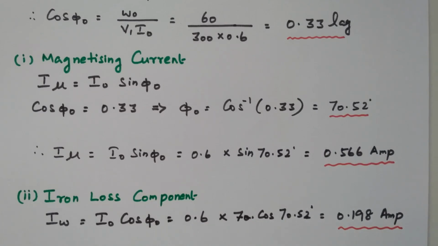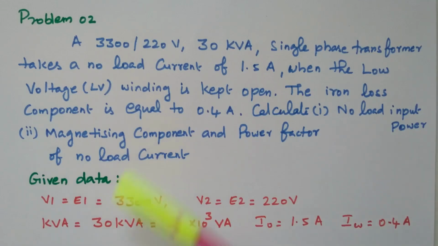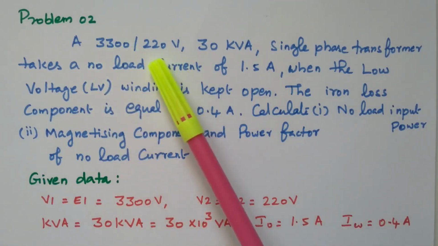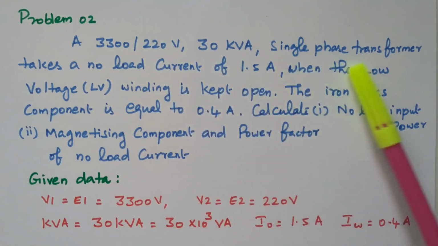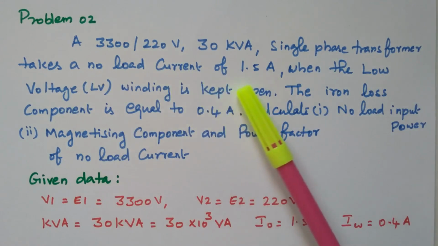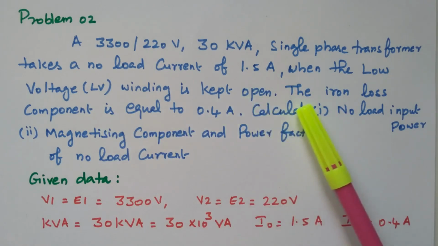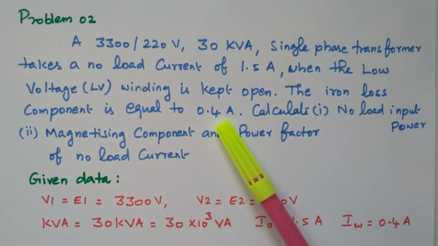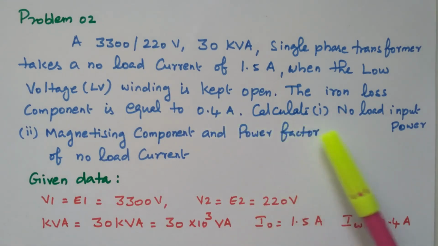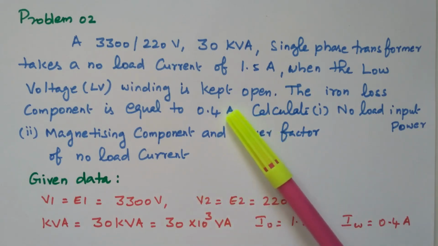Now we'll go to the second problem. A 3300 volt by 220 volt, 30 kVA single phase transformer takes a no load current of 1.5 ampere when the low voltage winding is kept open, and the iron loss component is 0.4 ampere. Calculate the no load input power, magnetizing component and power factor of the no load current. The low voltage winding is kept open.